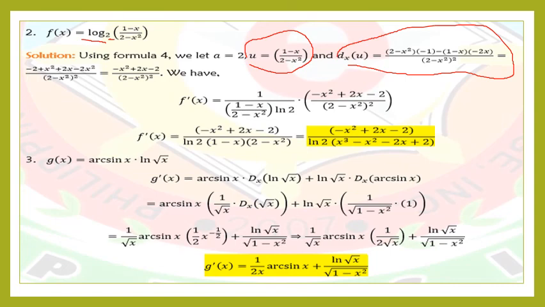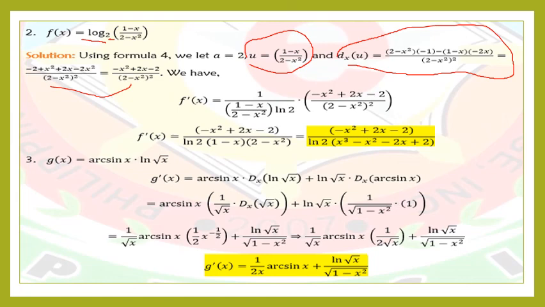So, simplify natin. 2 minus x squared times negative 1 is negative 2 plus x squared. And then, negative 2 times negative 2x is positive 2x times 1 is positive 2x. Negative 2 times negative x is positive x times negative 2x is negative 2x squared. Just copy the denominator, 2 minus x squared quantity squared. Okay, so simplify natin. Combining like terms, so we have negative x squared plus 2x minus 2 and then bring down yung denominator natin.